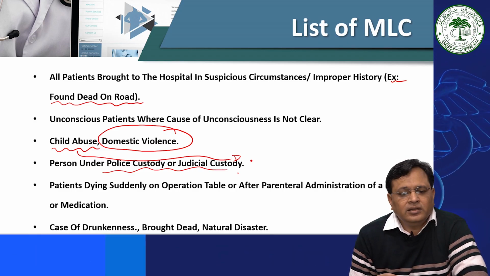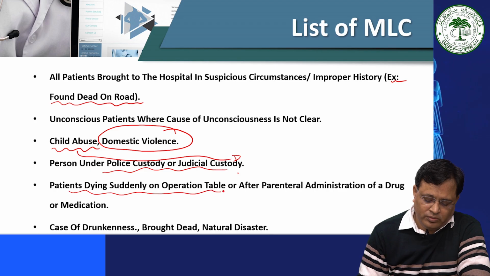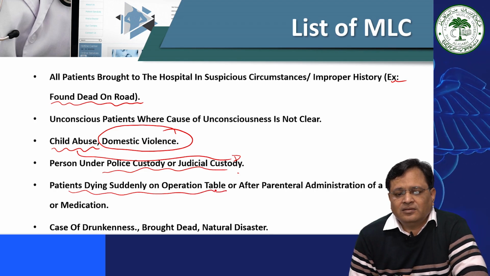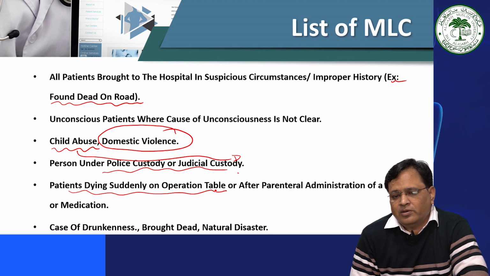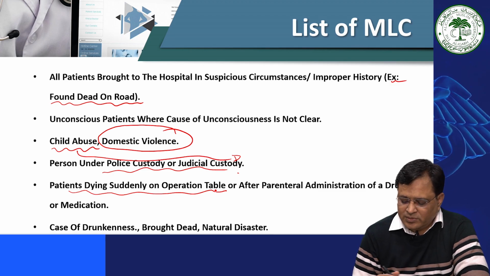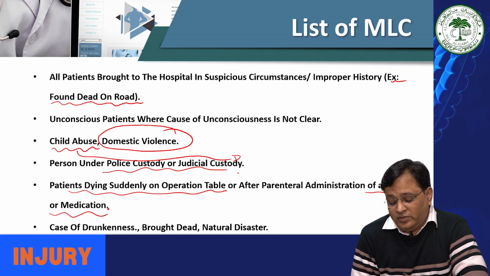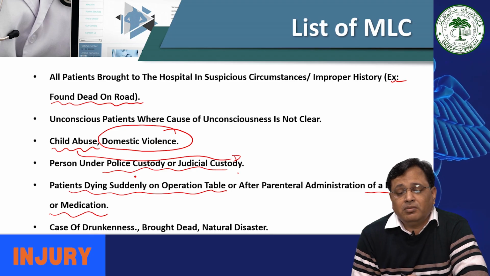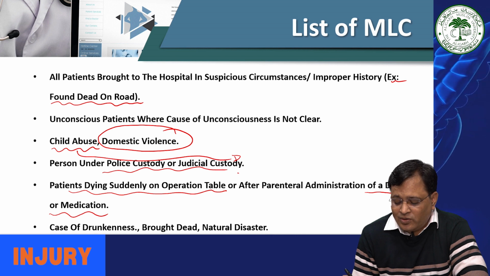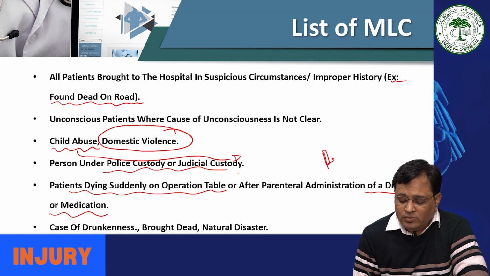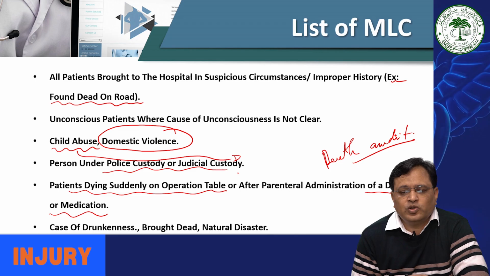And a patient dying suddenly on the operation table. This happens in our own setups, like hospitals and medical colleges, where the patient dies suddenly on the operation table after parenteral administration of a drug or medication, or some procedure which is very unlikely to cause death. So all operation table deaths and sudden deaths need to be very much investigated and accounted for, and we should have a death audit also in our hospital. So we should keep ourselves also checked.